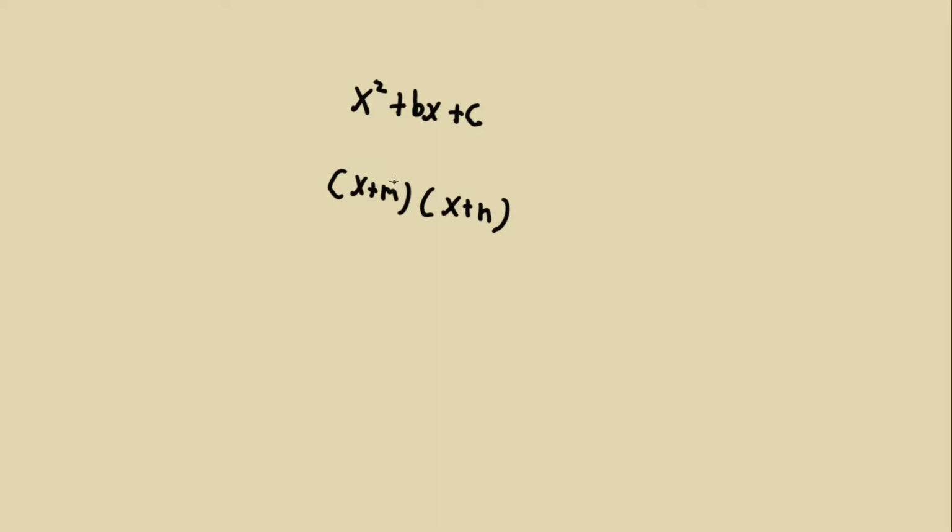Now, let's try to at least simplify it, right? So let's simplify this, and I'm going to be using the FOIL method. I have a video on the FOIL method if you do want to know what it is. So, x times x is x squared. Then, x times n is plus nx. And then, m times x is positive mx. And finally, for the last one, it's m times n. So plus mn.